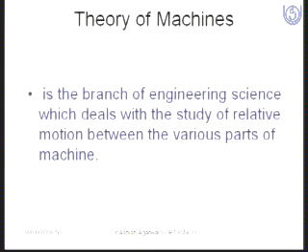After that we will take up the definition of theory of machines. What is theory of machines? It is an engineering science which deals with the different types of motion and different types of forces which act on the different parts of a machine. So it is basically a branch of engineering science which deals with the study of relative motion between the various parts of a machine. This is a very generalized definition which simply says that in this area you will visualize how the motion between the different parts takes place, how the motion of one part affects the motion of another part, and what the different types of forces are which act on the different parts or bodies of the machine.